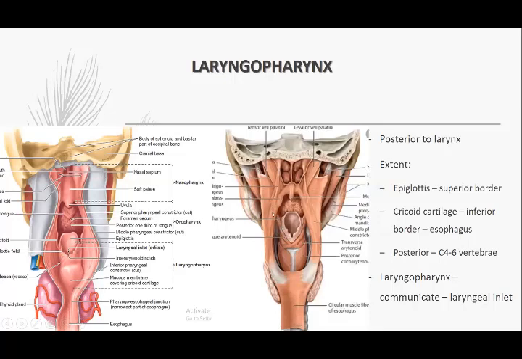अब ये extend कहाँ से कहाँ तक करता है laryngopharynx? हमने पहले भी ये बात आपको बताई थी. This extends from the superior border of the epiglottis. ये epiglottis है, ये इसका upper border है. So from the superior border of the epiglottis down to the inferior border of the cricoid cartilage. Okay? And this part of the pharynx, laryngopharynx, is actually resting on the vertebral bodies from C4, 5, 6 cervical vertebrae.